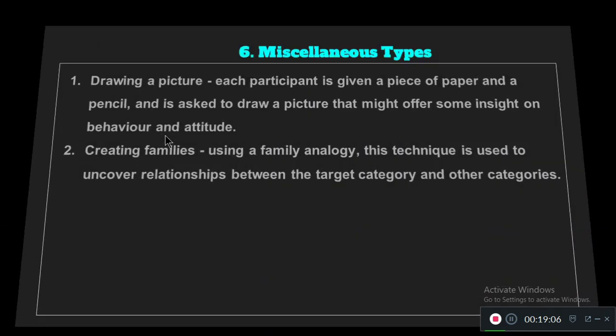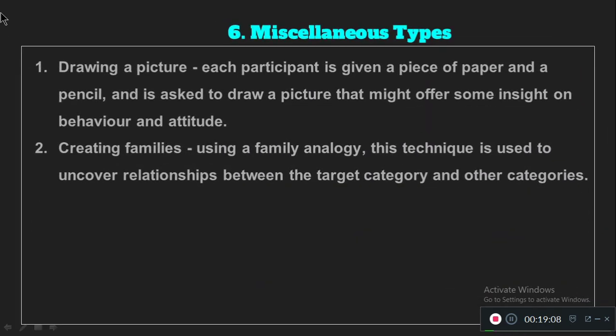So the next one is miscellaneous type. In this, there are four types. First one is drawing a picture. Each participant is given a piece of paper and a pencil, and we ask them to draw a picture. This picture gives the evaluator a good insight into their behavior and attitude.